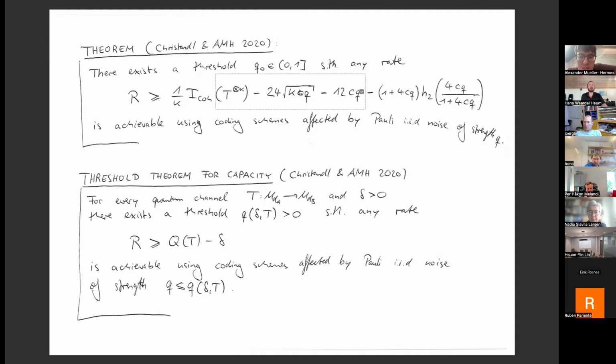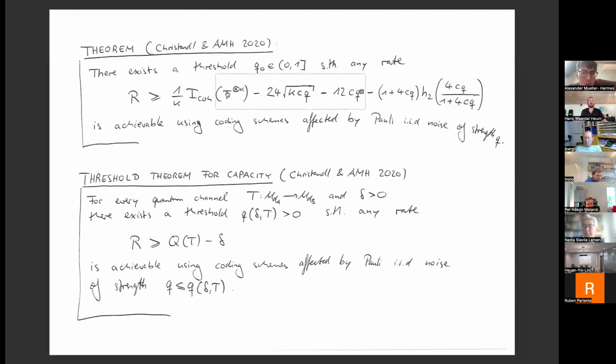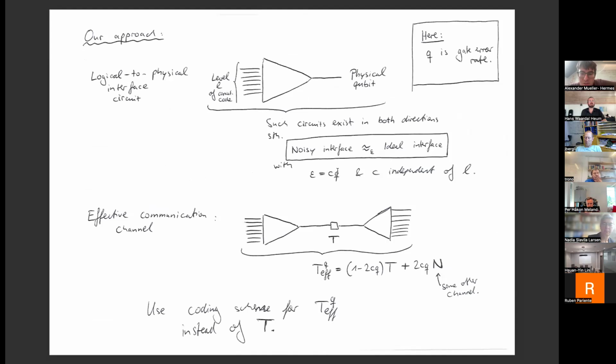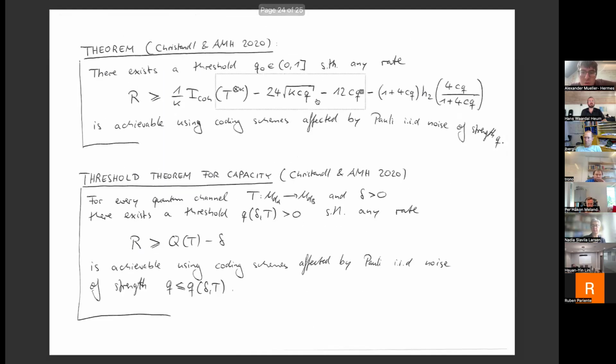Yeah, so K is just a natural number. For any K you can evaluate this function here, right? So let's fix K to be some number, then you can compute this coherent information. C is a universal constant coming from these interface circuits. So this popped up here. That's the error of the noisy interface. And Q is the gate error probability of the circuit level noise.